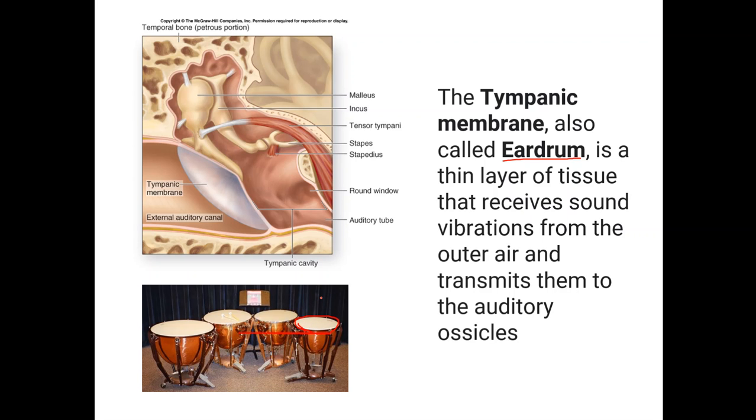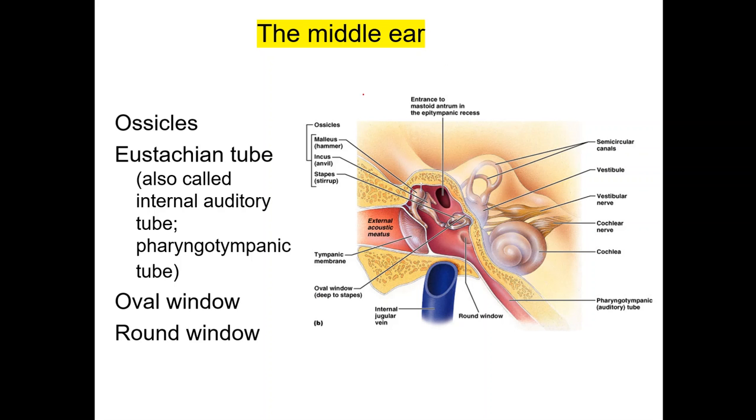It is a very thin layer of tissue that receives sound vibrations from the outside world and transmits them to the middle ear. And we'll see that in the middle ear there are three very particular ossicles, as we call them, which I'm sure you have heard about already. The tiniest bones of our body are these ossicles of the middle ear. Okay, so the middle ear is composed of the ossicles. We're going to name them. I'm sure that you guys have already heard about these names.